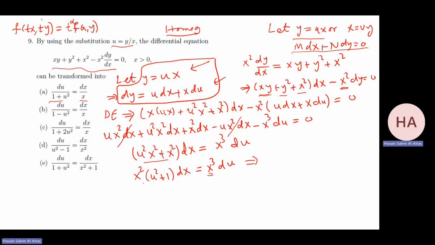I divide by x cubed. That gives me dx over x, and I divide by u squared plus 1. That will be du over u squared plus 1. I read it this way or that way, it's the same. So this is my answer.